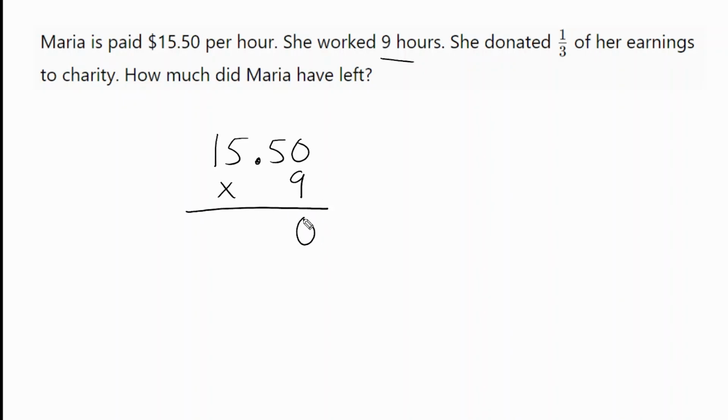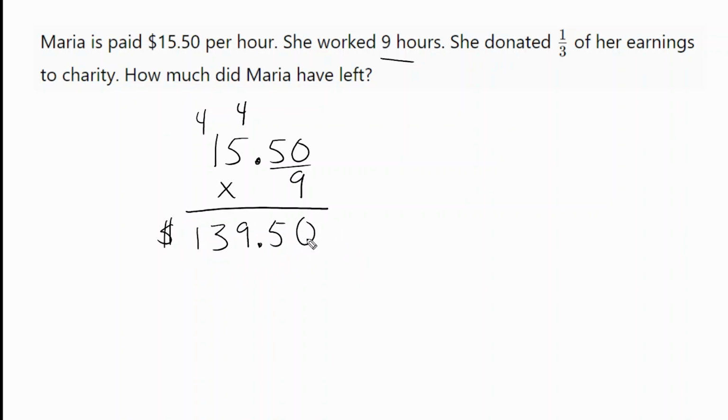9 times 0 is 0. 9 times 5 is 45. Carry the 4. 9 times 5 is 45, plus 4 is 49. Carry the 4. 9 times 1 is 9, plus 4 is 13. And there are two numbers after the decimal. So we can say that Maria, over the 9 hours, earned $139.50.